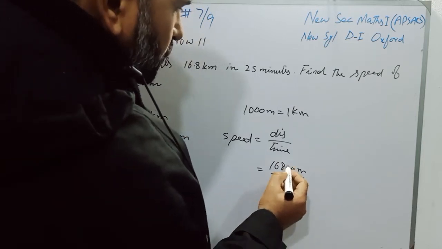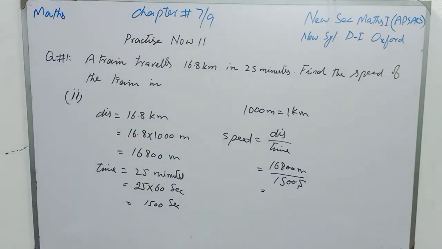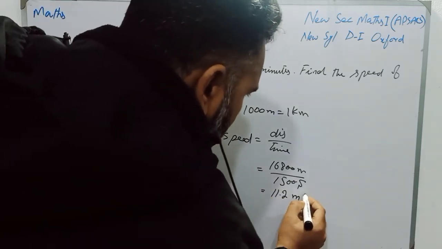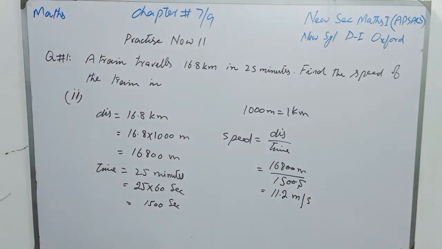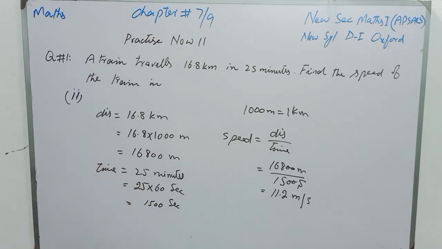Students, these two zeros will be cancelled with these two zeros, and now we will use a calculator to find the speed. 168 divided by 15, and the speed is 11.2 meter per second.